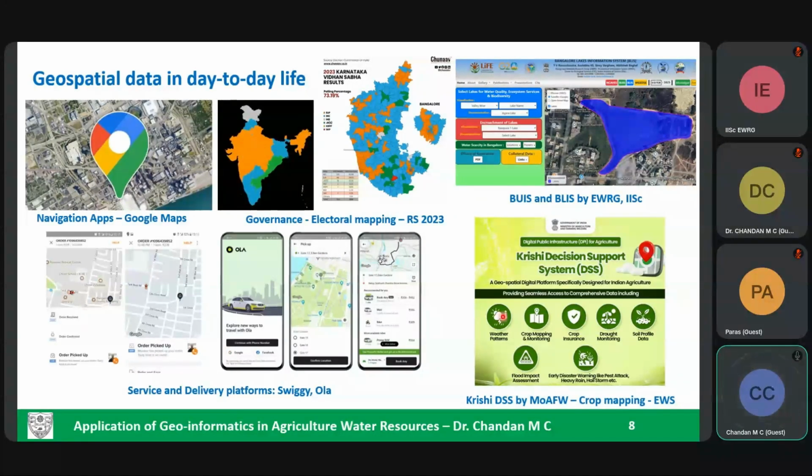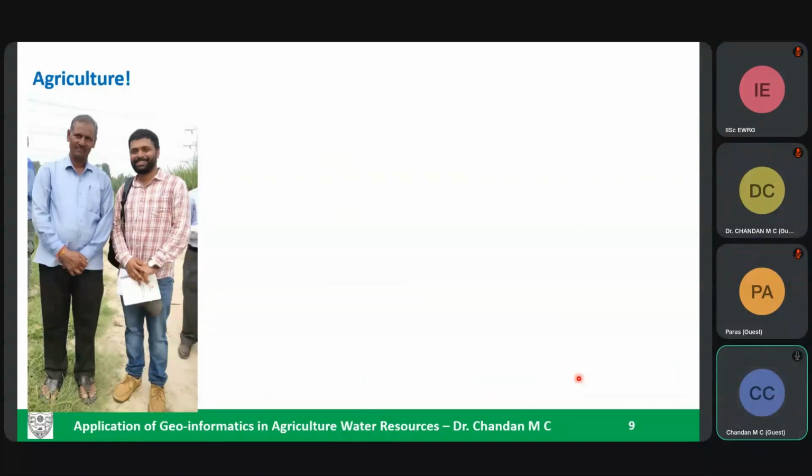And one of the major inputs, the decision support system backed by geospatial data sets, is the Krishi decision support system, which has been launched by the Ministry of Agriculture and the Government of India. And this is accessible to all the farmers so that they can get information about crop mapping, crop health, weather patterns, drought management, and so on.